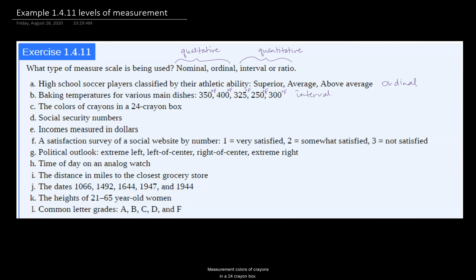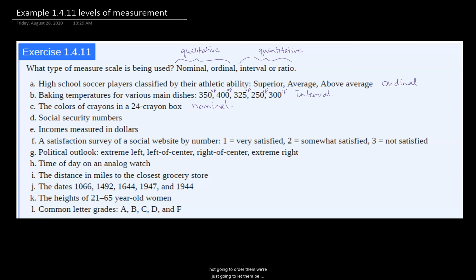C, colors of crayons in a 24 crayon box. We have categories. We have the different colors, but we cannot order them per se. So we have a nominal level here. One could argue that we could order the colors of crayons by the spectrum, wavelengths. That's getting way too technical for us though. So we're not going to order them, we're just going to let them be nominal.